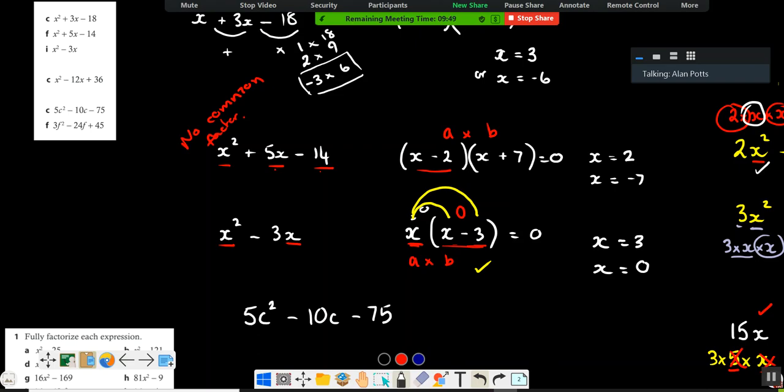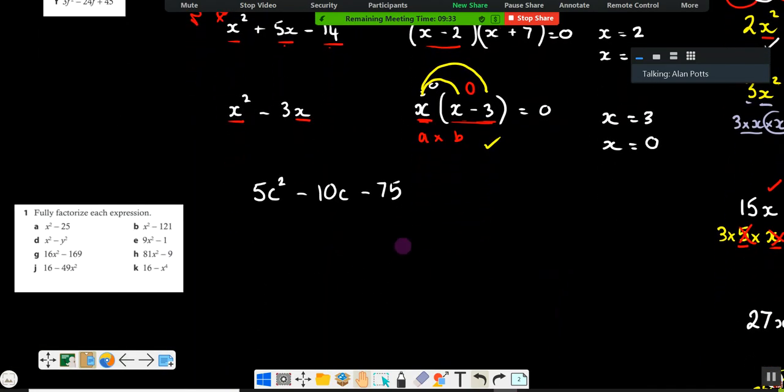Guys, if the meeting stops and I haven't noticed, I'll restart it for the final however long we've got, because it's only going to go till 12:05 and we've got another 10 minutes. So rejoin if it stops. All right, 5c squared minus 10c minus 75.